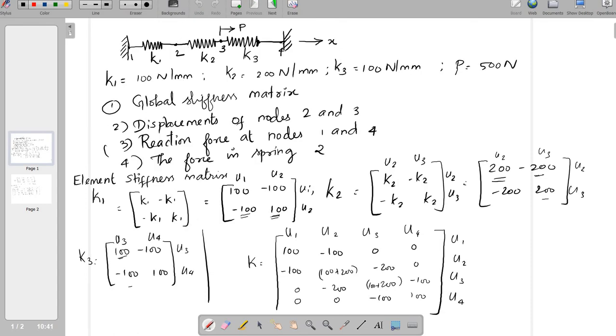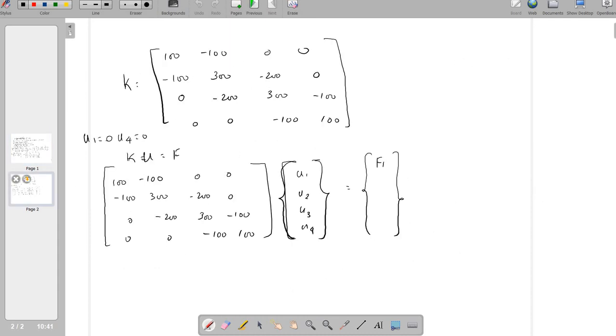Here we can take F1 as the resisting force or reaction force at node 1. F4 is also a reaction force. But at node 2, unless otherwise a load is specified, the force is taken as 0. At node 3, the P value is available as the load. So at node 2, 0; node 3, capital P; and let it be F4 at node 4.